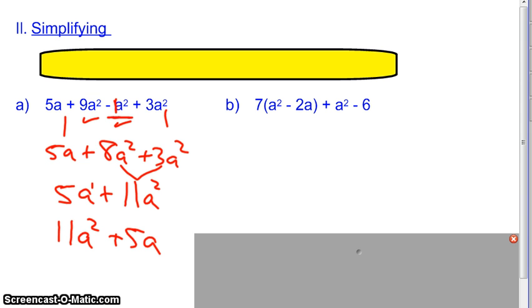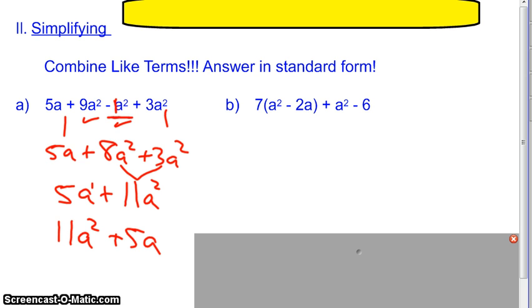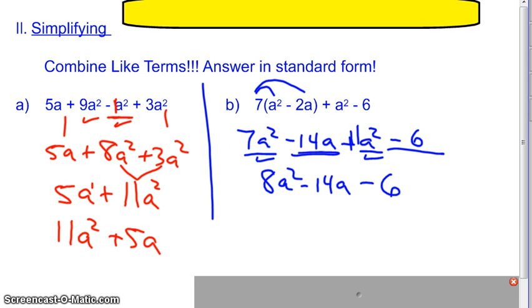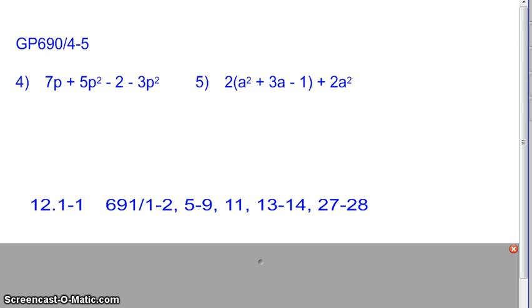So when we simplify, we combine like terms, and then we put the answer in standard form. So we distributed first, and then combined like terms. And you're going to try these two. I'm coming around to check. Leave your book open until I've checked it. And there's your assignment.